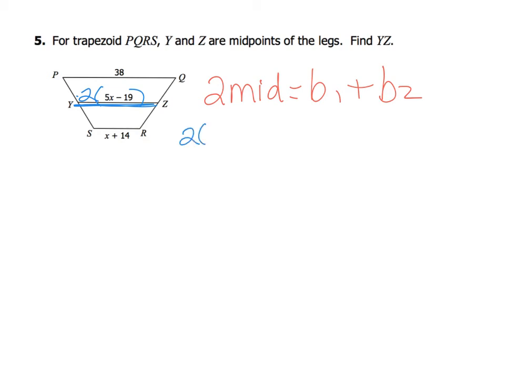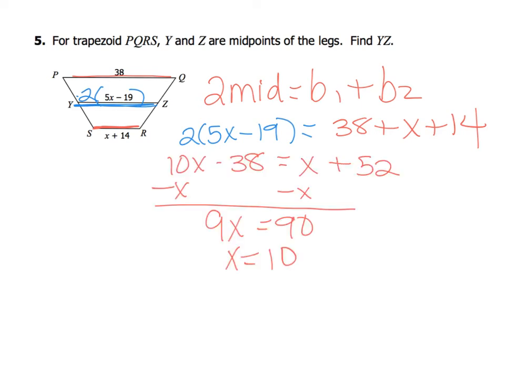So two mid segments, which is 5x minus 19, is going to be equal to my bases. And so let me go ahead and color my bases in red. So that's going to be 38 plus x plus 14. Go ahead and do the algebra and let's see what you get for x. After doing the algebra, I find out that x is equal to 10. Am I done? The answer is no.